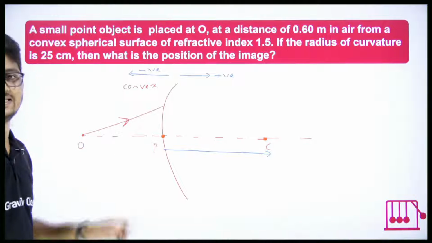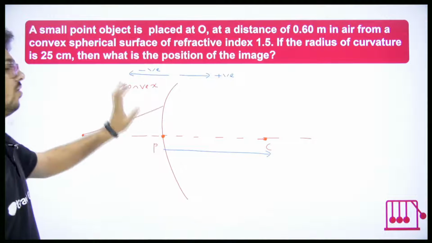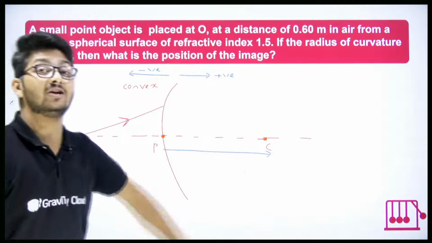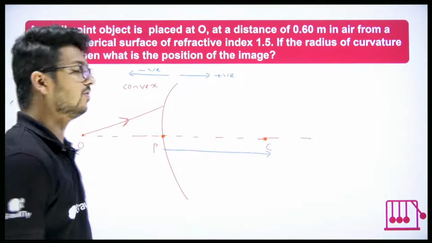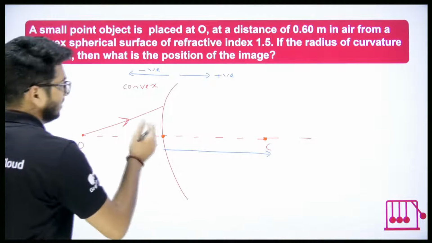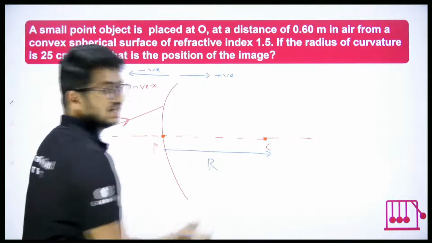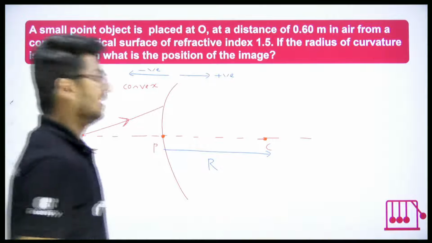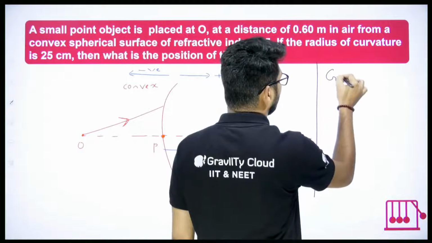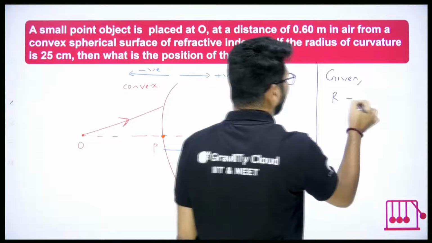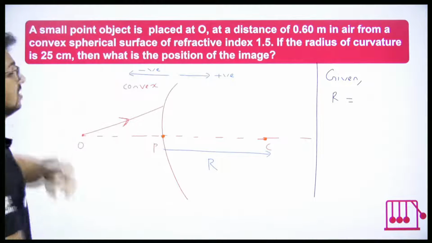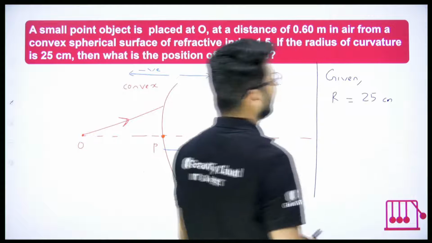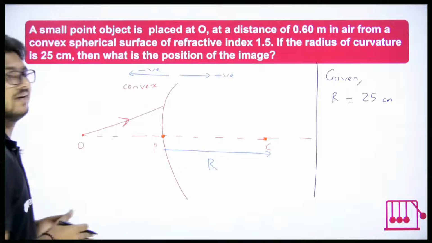See, this is the reason why it is important to draw this, to understand what is convex and what is concave. If you take the other surface, then you'll get the sign of the radius wrong. You have to be careful. So it is towards right. See, this is the radius. From pole to center, it is towards right, and right is positive in this case. That means, according to the given information, radius of curvature is 25 and radius is positive. So I'll take it as positive 25 centimeter.